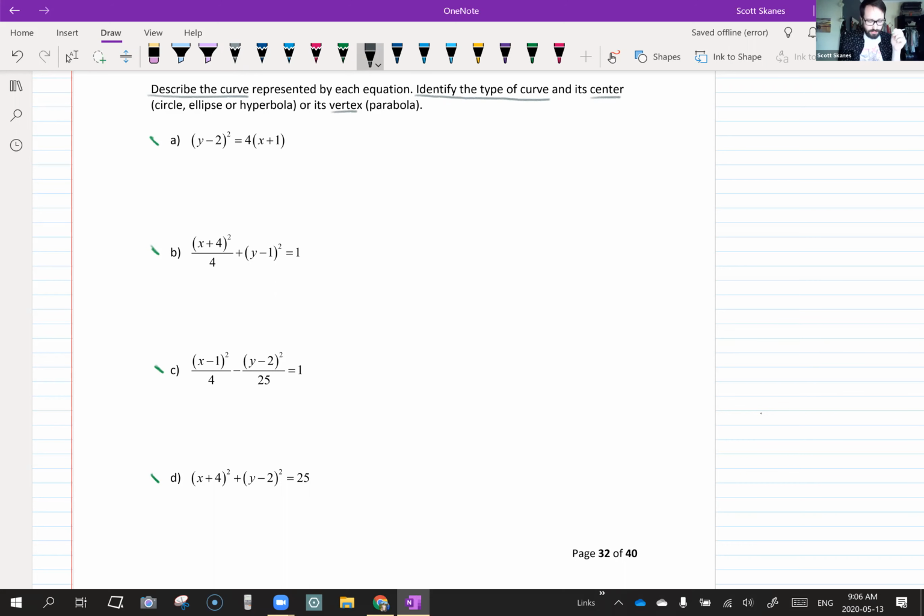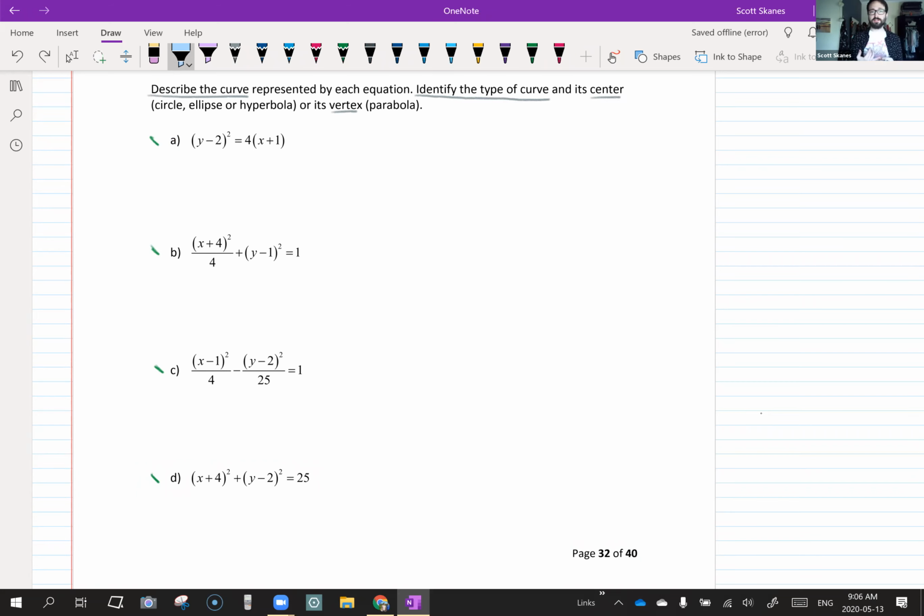I want to try and teach you how you would note what type of curve this is. So I'll throw it out to you. This first one, in A here, which of the four types of conic sections do you think this is? Okay, Tarek, you think circle.